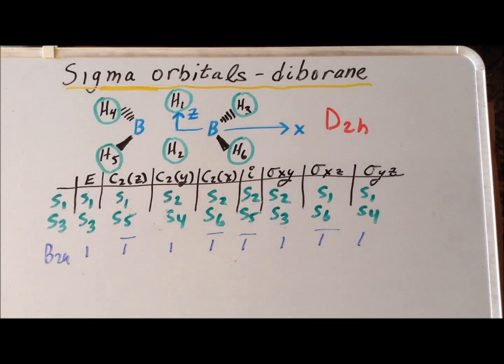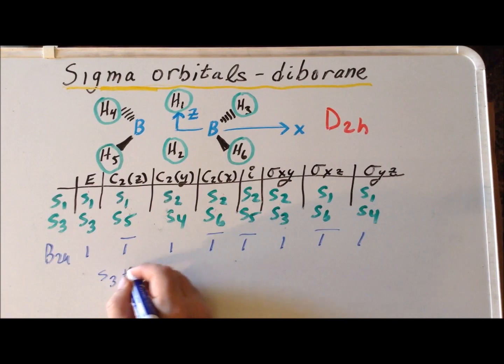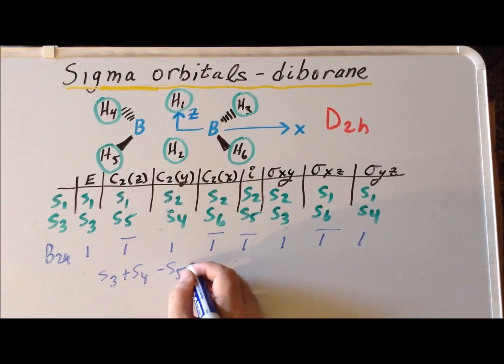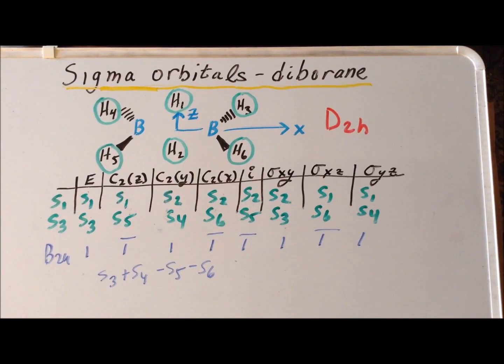Next, we have the B₂ irreducible representation with the characters 1 and -1. If we multiply these characters times the characters in green for the first row, that sums up to 0. If we do the same for the second row, we're going to get S3 plus S4 minus S5 minus S6 after we reduce to lowest terms. So this is our mathematical expression for the B₂ linear combination.